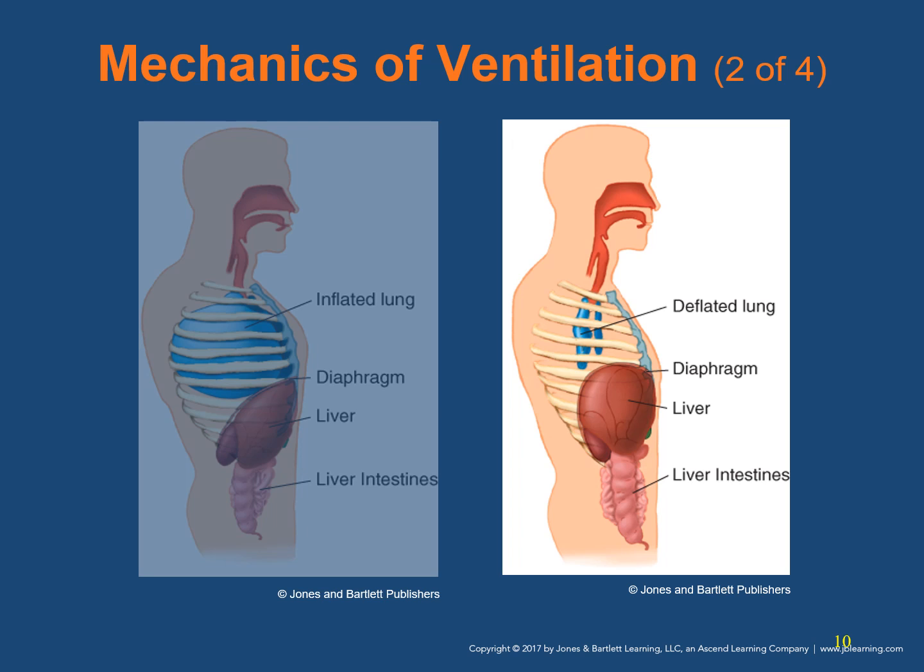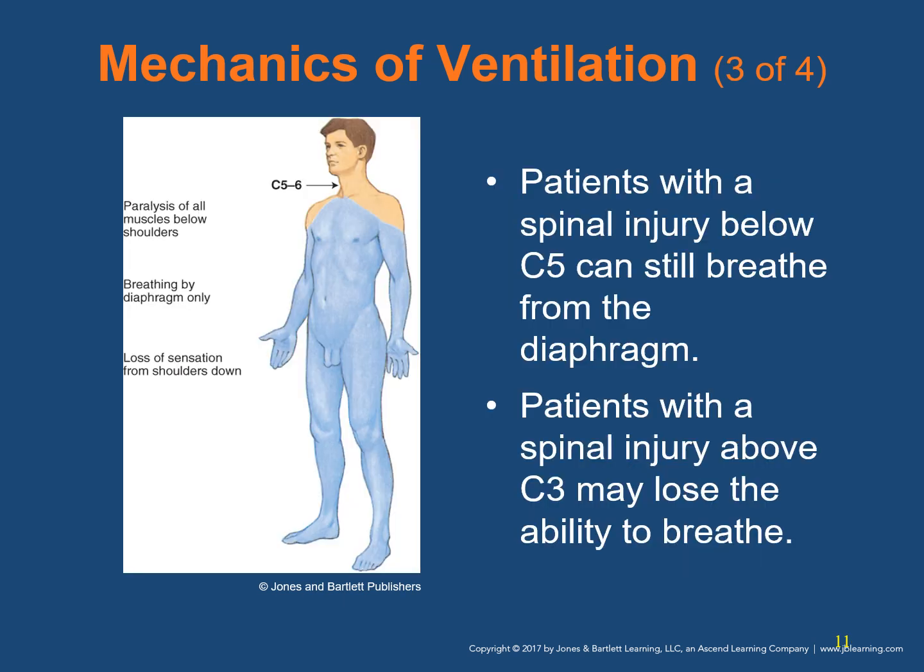This illustration on this slide shows the anatomy of the thoracic cavity during inspiration and expiration. A patient whose spinal cord is injured below C5 level may lose the power to move the intercostal muscles. The diaphragm should still contract. The patient will still be able to breathe because the phrenic nerves remain intact. Patients with spinal injury at C3 or above can lose the ability to breathe entirely.